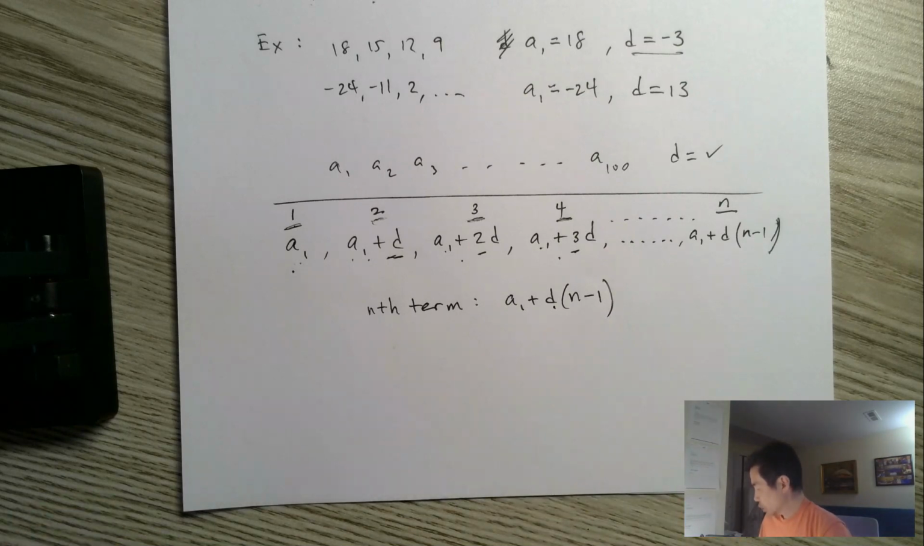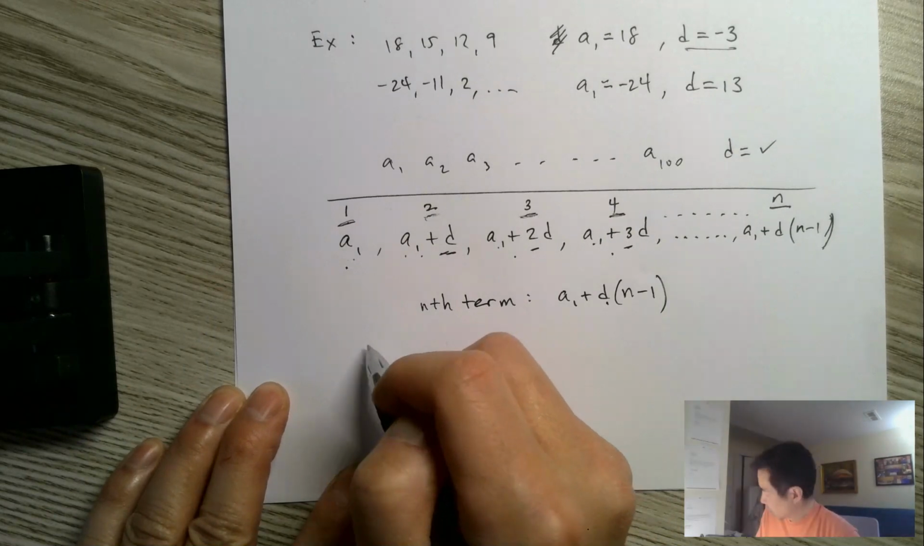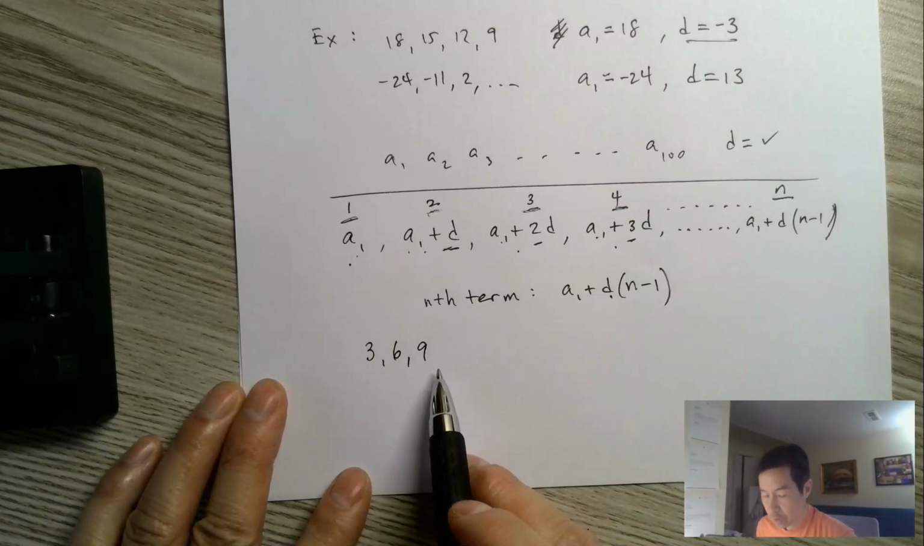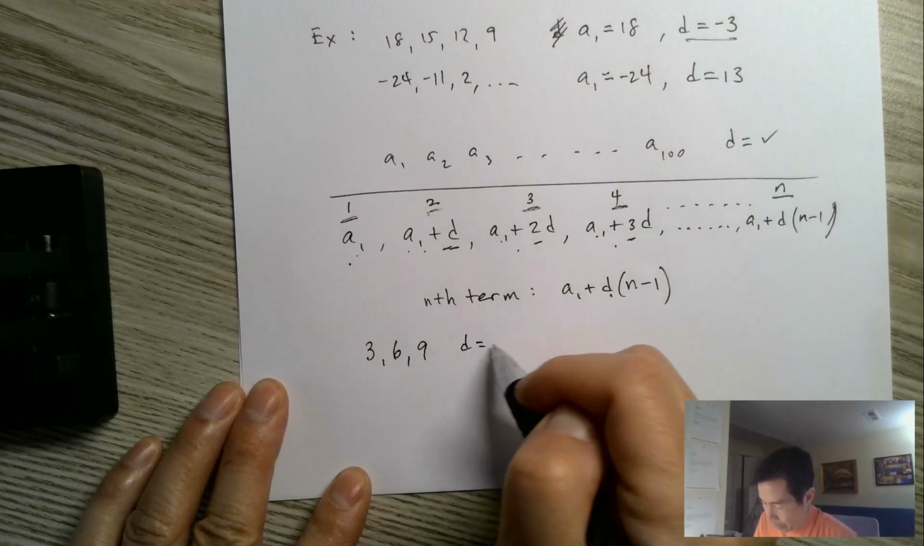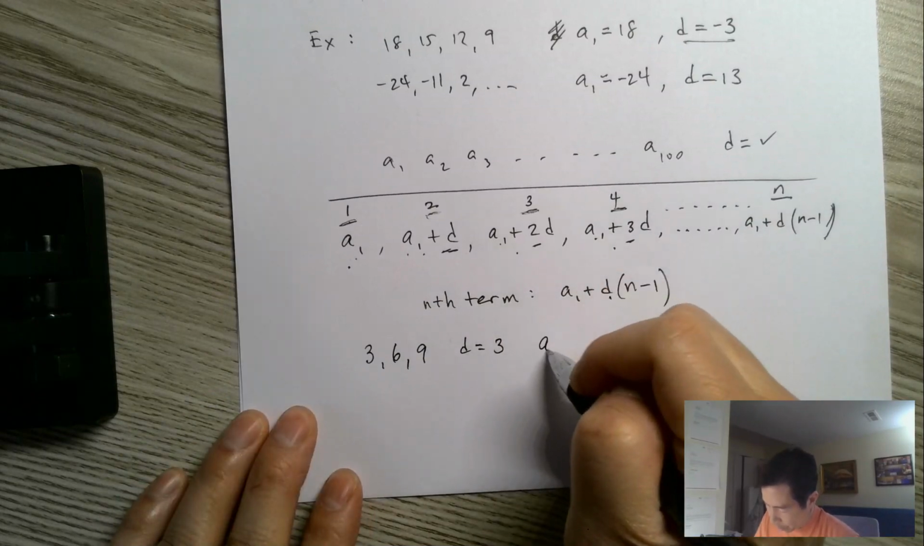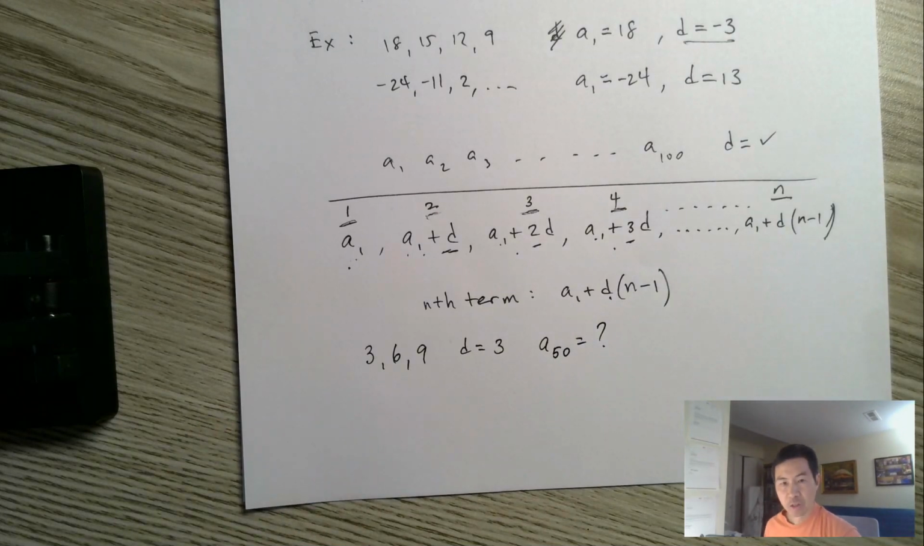So let's try this out. Let's say I have a sequence 3, 6, 9. It's not too hard to see that the common difference is 3 there. And let's say I want to know a sub 50. What is the 50th term in the sequence?